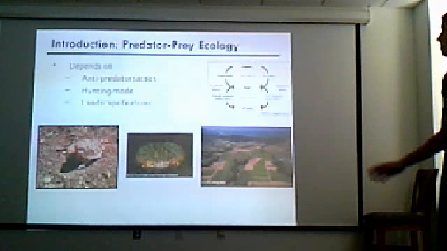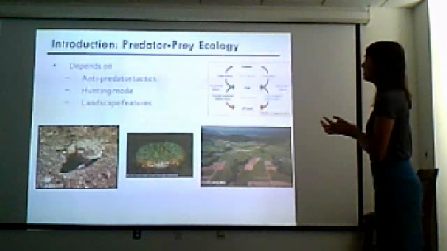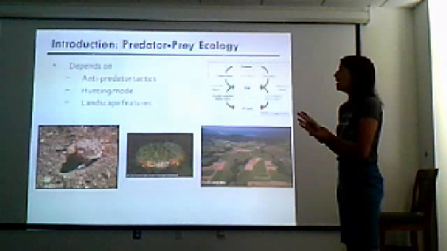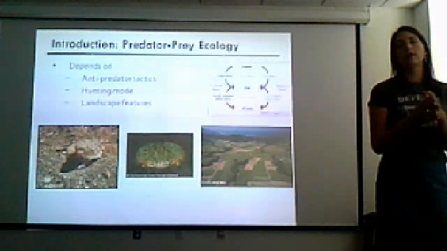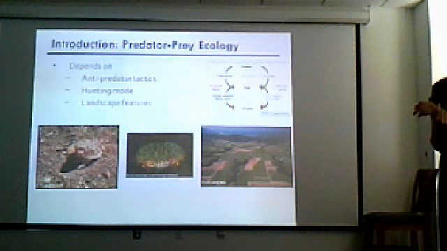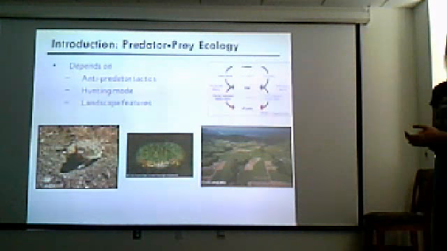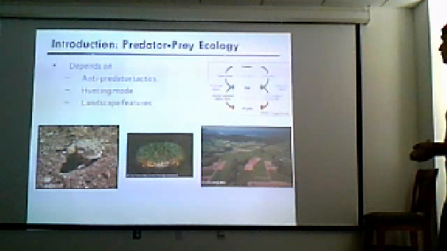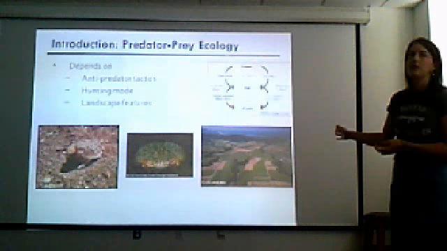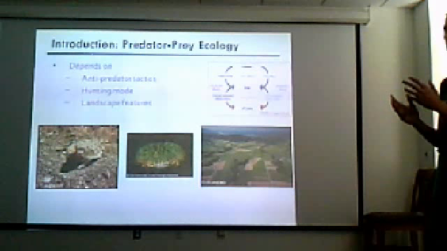Now, the emergence of these effects depends on a whole slew of variables. So if there's any sort of behavior that the prey has to deter a predator, say the ornate horned lizard shoots blood out of its eyes to deter a predator, as well as the predator's hunting mode, is it a sit and wait versus cruising predator, and features of the landscape, the amount of connectivity or edge habitat can influence the way predators and prey use the landscape.